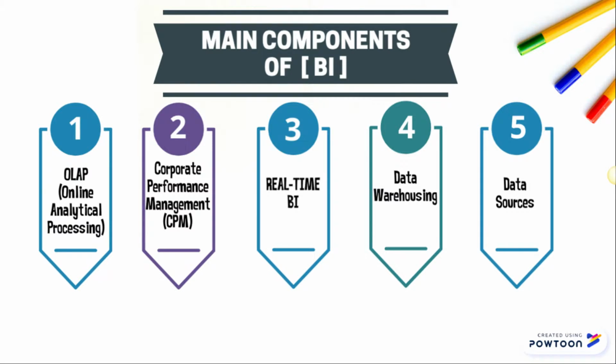Next is what main component of business intelligence. Here we have 5 main component of business intelligence. Number 1 is online analytical processing. This component allow executive to sort and select aggregate of data for strategic monitoring.